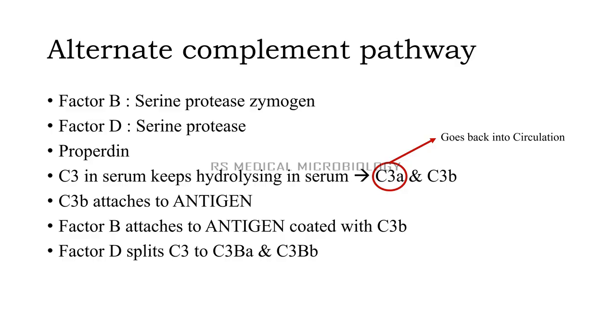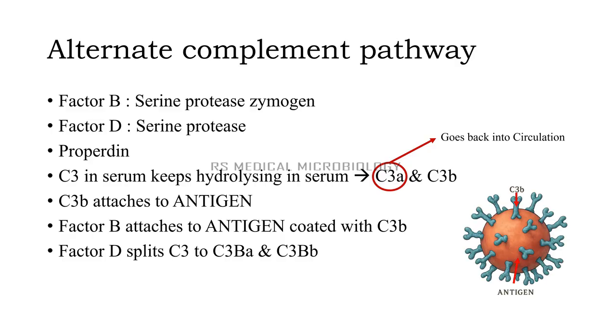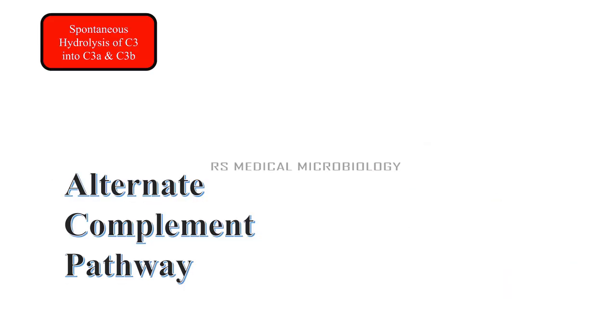So next step, what happens? The factor B, which is there in the system, will come and attach to this coated part of the antigen, that is, antigen which is coated along with C3B. To this part, the factor D comes and attaches and splits it into C3BA and C3BB. Again, the C3BA will go back into circulation. This is how the initiation of the alternate complement pathway starts.